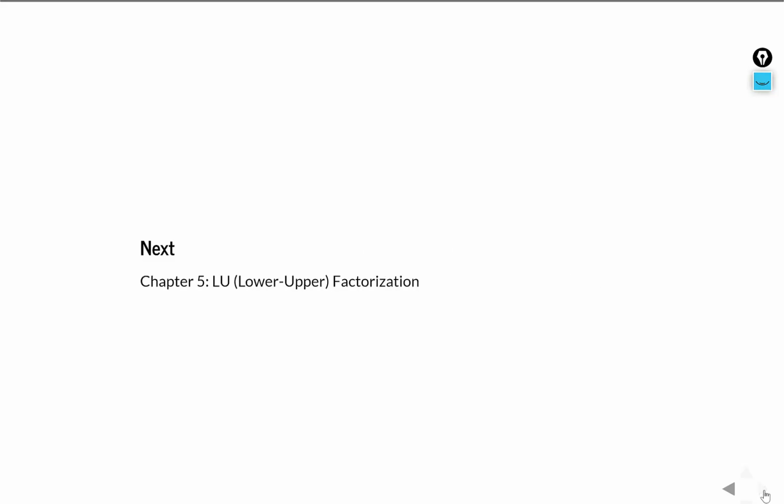In chapter 5, we will talk about LU factorization.